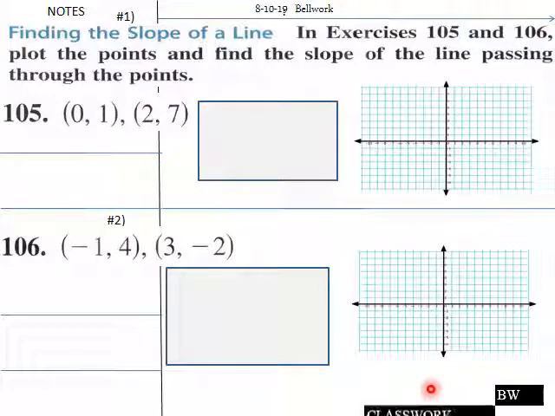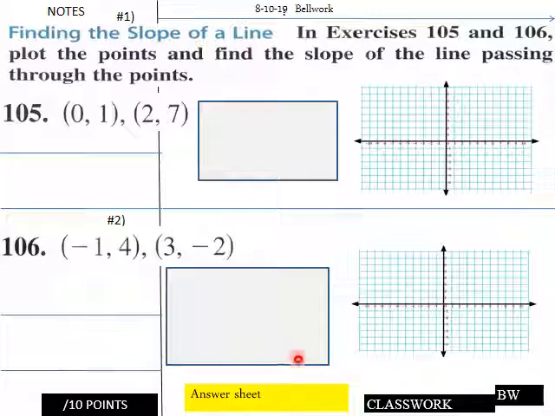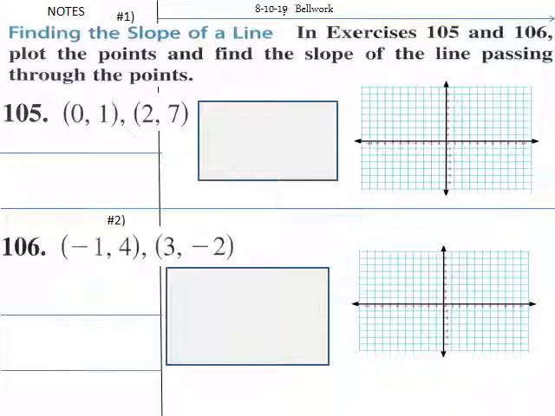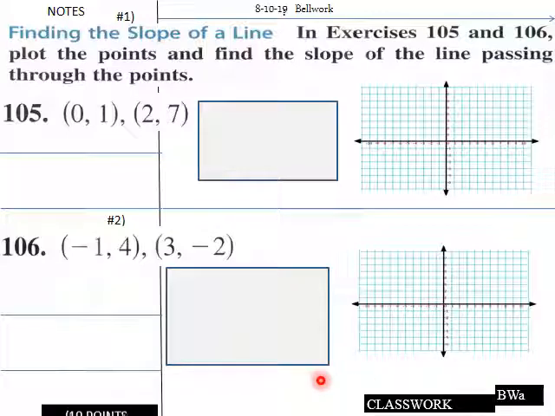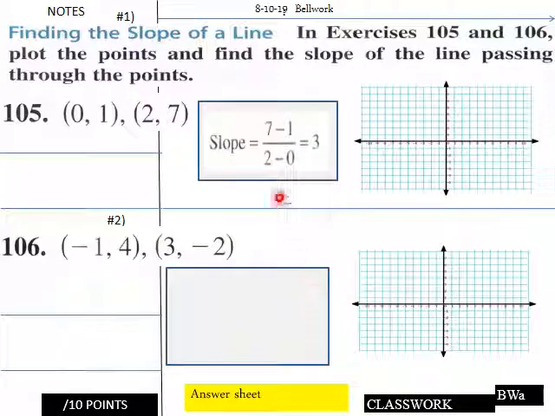Today's bell work, teachers: plot the points and find the slope of the line passing through the points. Here are your 2 points. Give your students 5 minutes, teachers. Okay, welcome back for your solutions for these two situations here.